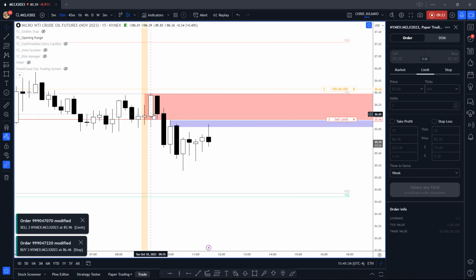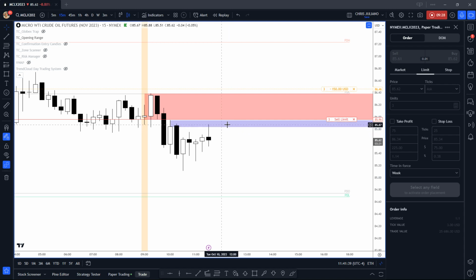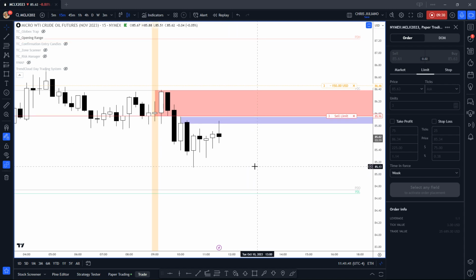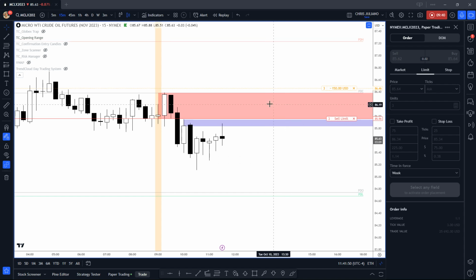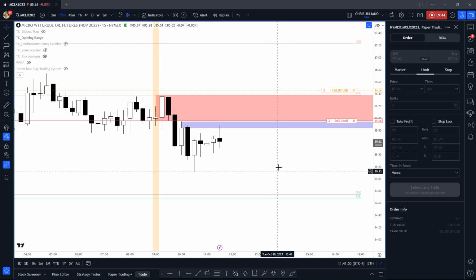But now you've got a 15-minute supply zone. And this is our little 3-minute supply zone that gave us a little bit of move, so maybe you scalped that 3-minute zone. But we've got a 15-minute rally-base-drop here, and that might be where this wants to go. Now, you can also see that we've got the previous day's close here protecting us. All right, here's our stop loss. We've got the previous day's close protecting us there.